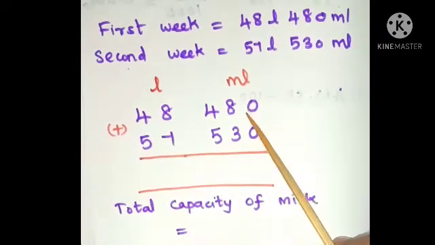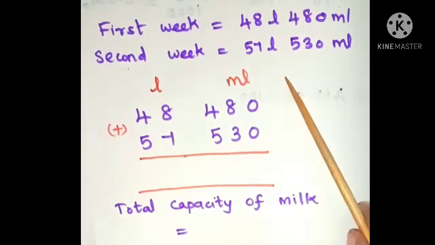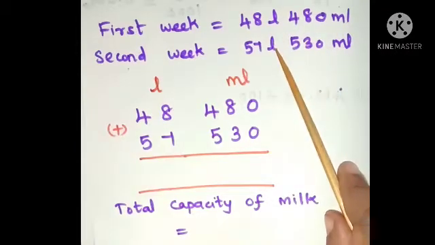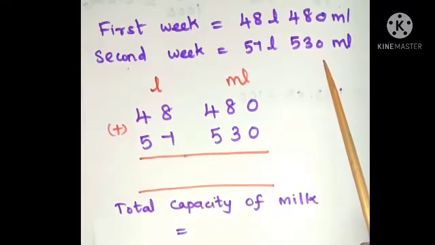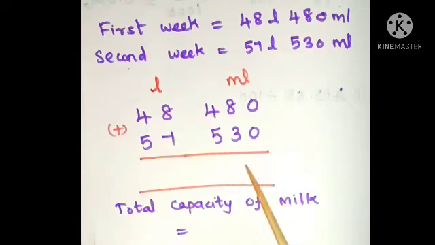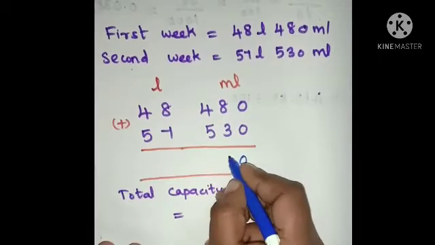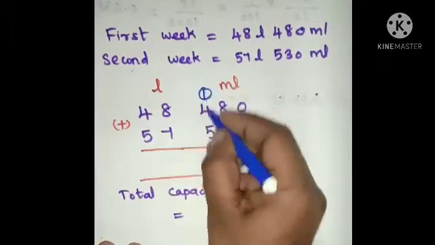Total is the keyword of addition. Sum, total is the keyword of addition. So in this problem we have to add the given two values in the liters and also in the milliliters. First, let us start from milliliters. 0 plus 0, 0. 8 plus 3, 11. Put 1 here and 1 in the place.